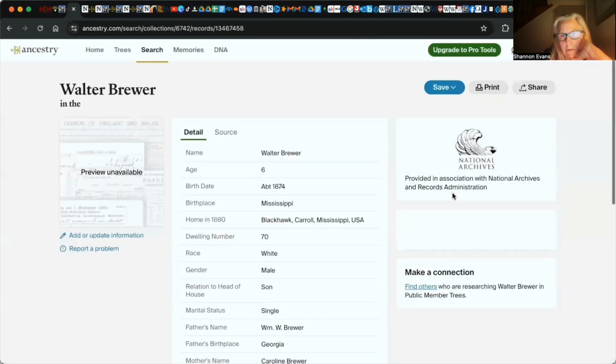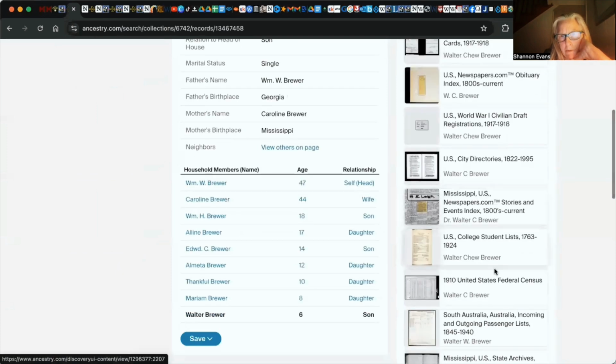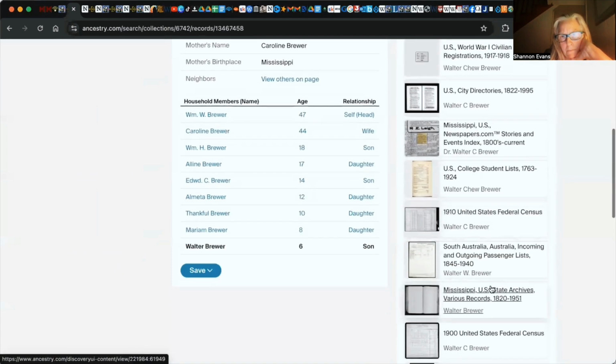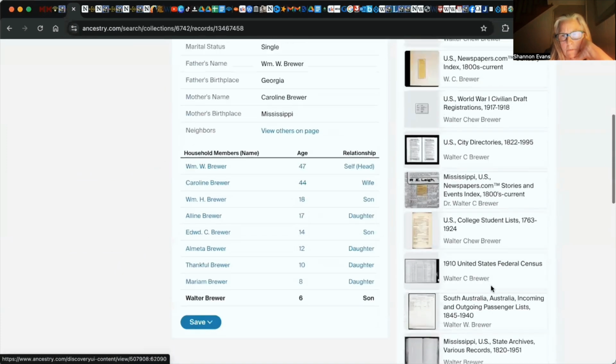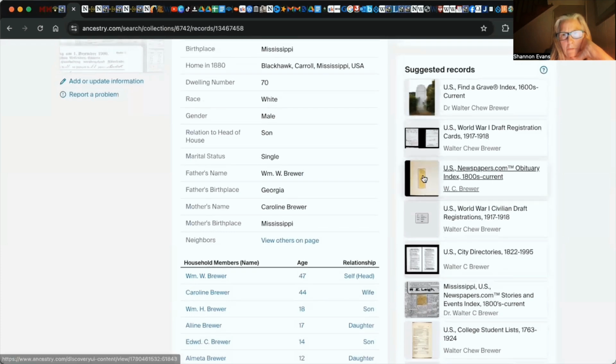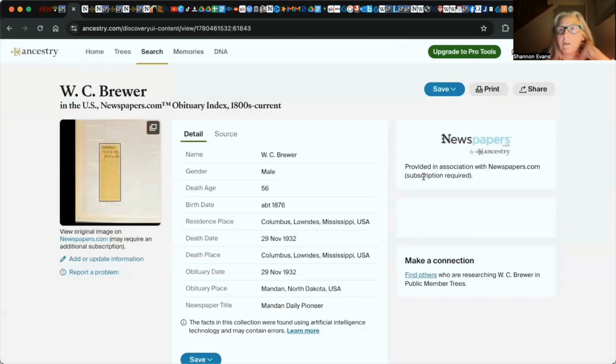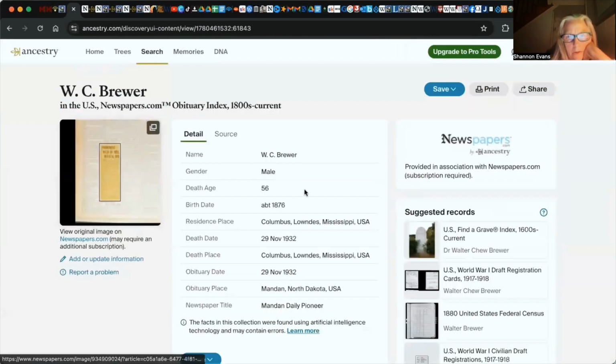And I want to pull up that obituary. Let's pull up that obituary. Where'd it go? Oh, here it is, the long obituary. Maybe this will tell us more. Here we go. It was reported in the Mandan newspaper in Mandan, North Dakota. Well, that's interesting.